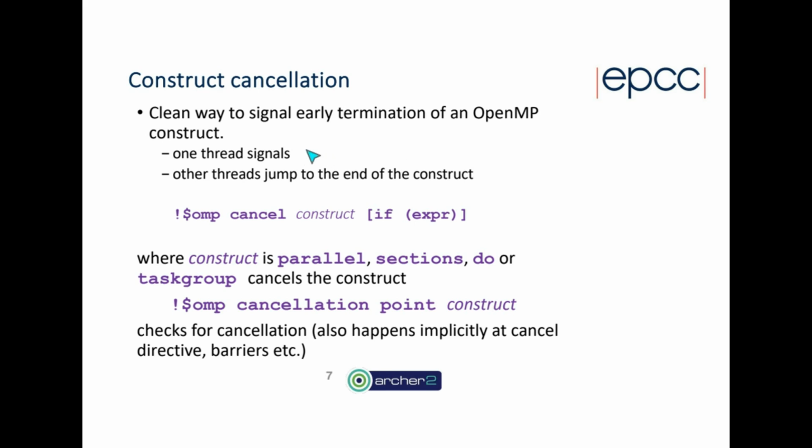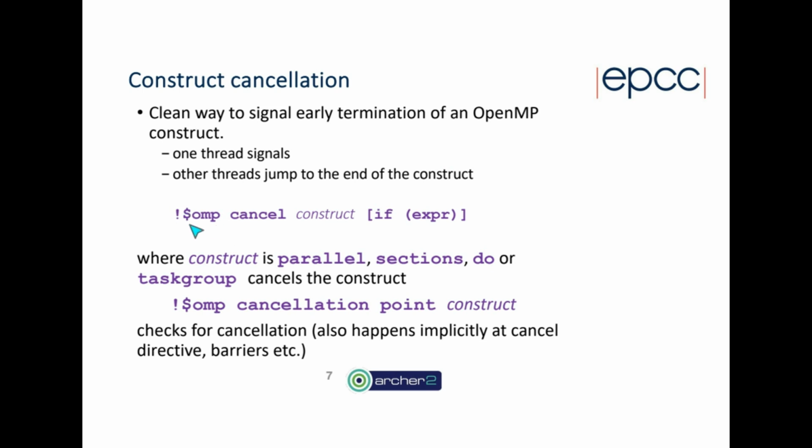So the idea here is that inside one of the parallel constructs, you can use this. This works for parallel, for sections, for do in Fortran or for in C, or taskgroup. Okay. So what happens is one thread is going to signal that they want to cancel the construct, and as soon as the other threads observe that signal, they will just stop what they're doing and jump to the end, and so will the signaling thread.